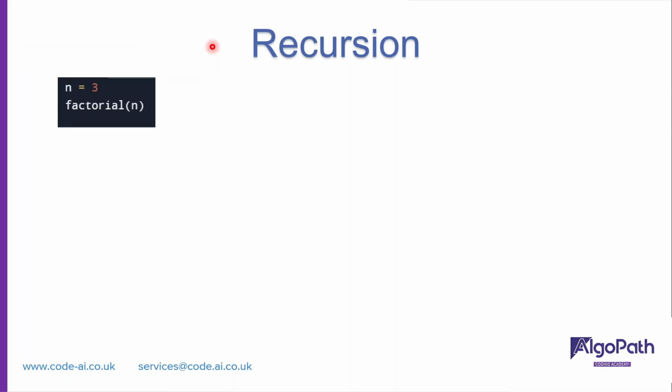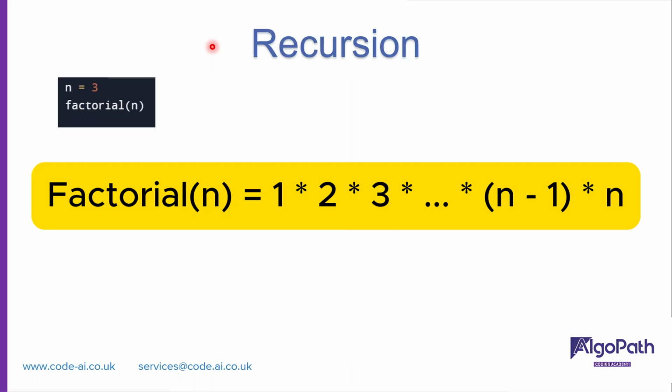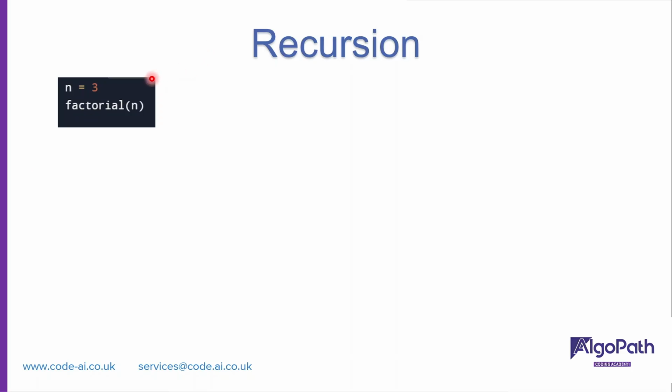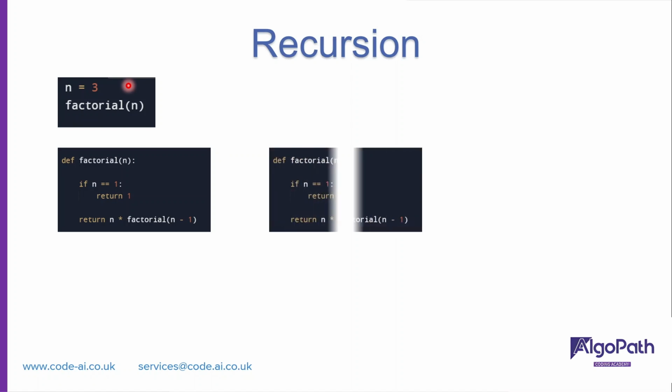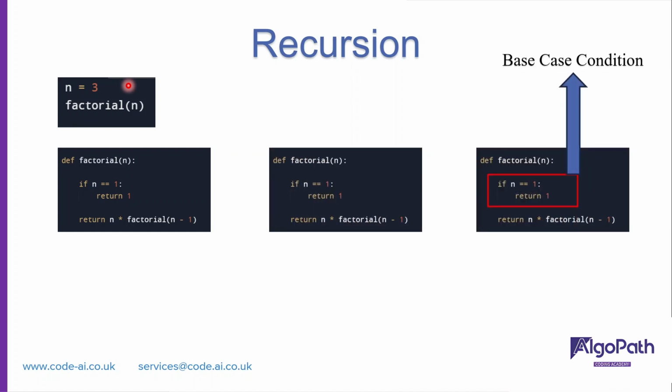For this example, we will find the factorial of n. So what is the factorial of n? It is basically the product of all the numbers between 1 and n. Here I'm going to take an input of n, and this is the recursive function factorial that will give us the factorial of this number. And here, this if condition is the base case condition that will help this recursion to end.